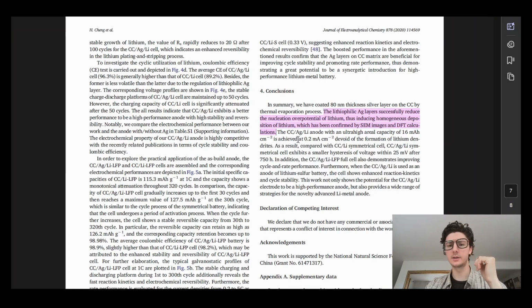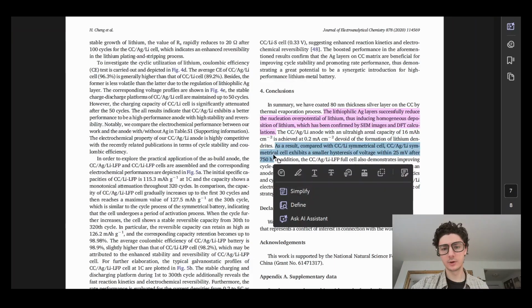The carbon cloth/silver/lithium anode with an ultra high areal capacity of 60 milliamp hour per centimeter squared is achieved at 0.2 milliamp per centimeter squared, devoid of formation of lithium dendrites. As a result, compared with the CC/lithium symmetric cell, the CC/Ag/Li symmetric cell exhibits a smaller hysteresis of voltage within 25 millivolts after 750 hours. This is also pretty good to know.